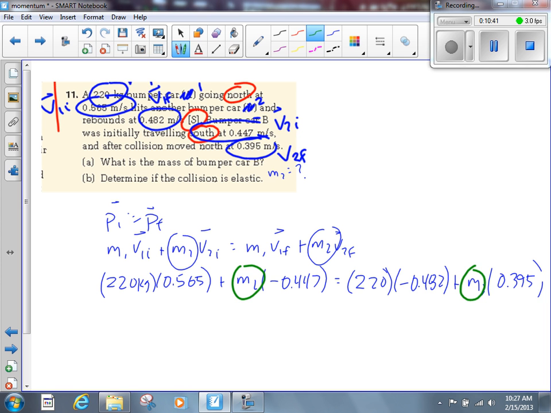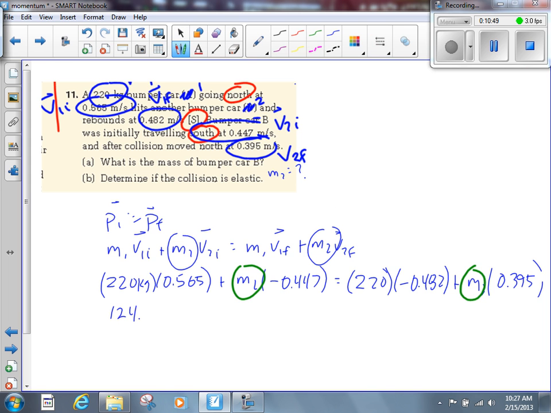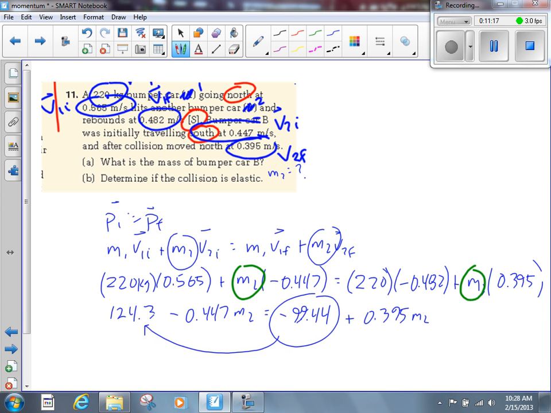First thing we've got to do is simplify things. What's 220 times 0.565? Somebody find that really quick for us. What is it, 124.3? Okay, plus, actually, it would be subtract, right? Subtract 0.447 M2. What's 220 times negative 0.482? Negative 99.44. And then we're going to add to that 0.395 M2.